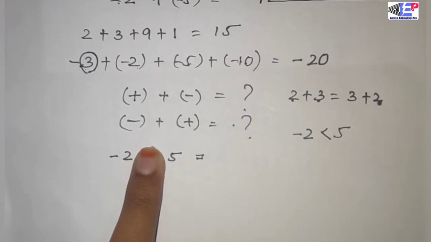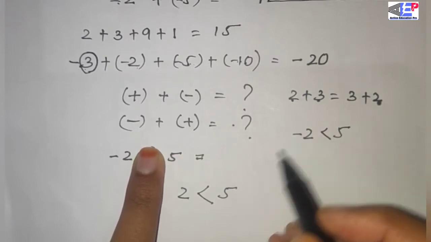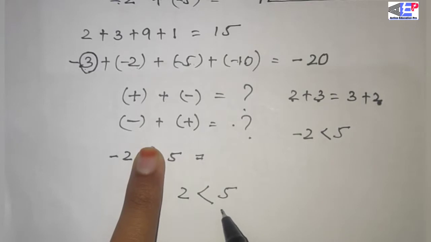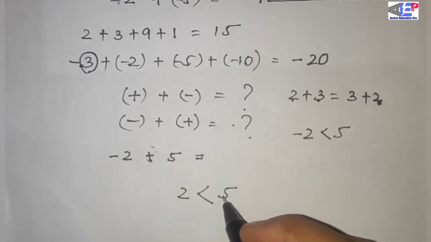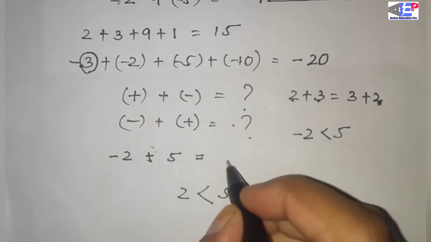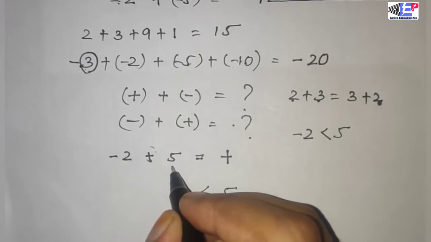Similarly, here both are opposite integers, one is negative and another one is positive. So first you have to check the numerical values, here 2 and 5, and 2 is less than 5. Minus 2 is also less than 5 according to its sign, and at its numerical value also 2 is less than 5. So 5 is the greater value. So what about the sign? The sign of 5 is positive, because 5 here is a positive integer.